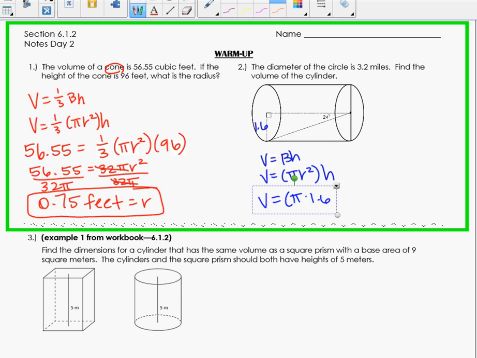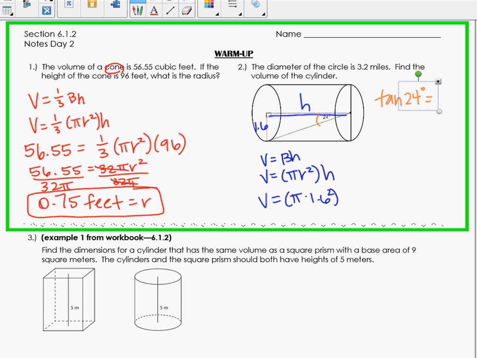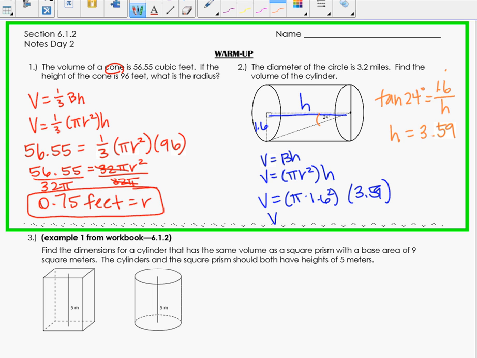So your volume is pi times 1.6 squared. And then when you get to the height, you don't know that, but you have this 24-degree angle. So I'm going to do tangent of 24 degrees equals opposite over adjacent, and when you solve, your actual height is 3.59. So that's what's going to go in your formula here. And then your volume ends up being 28.87. In this case, it's miles cubed.